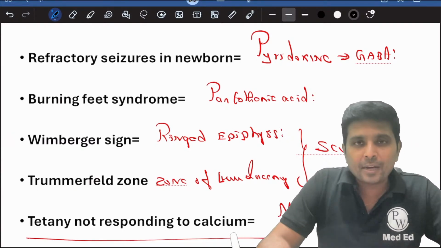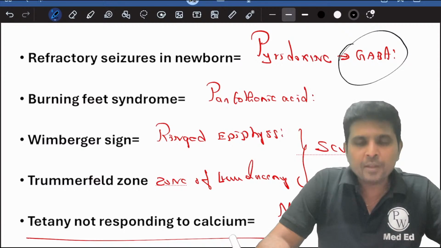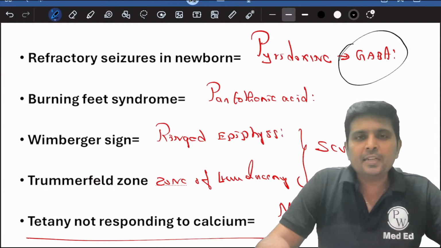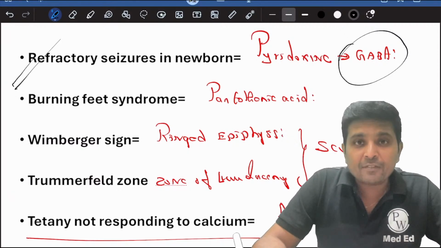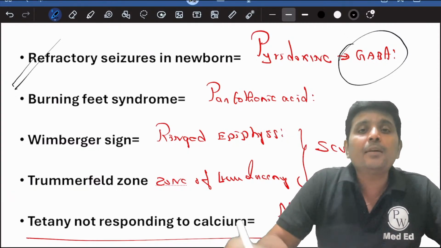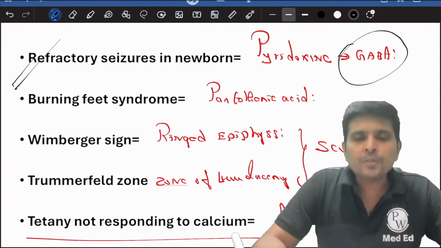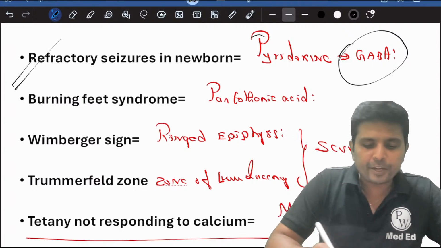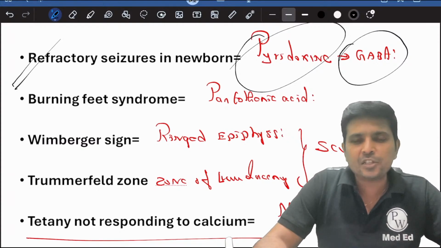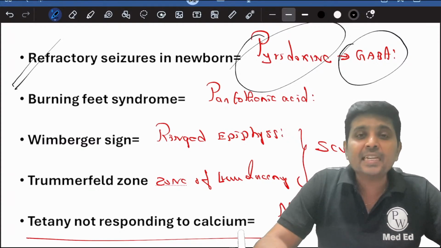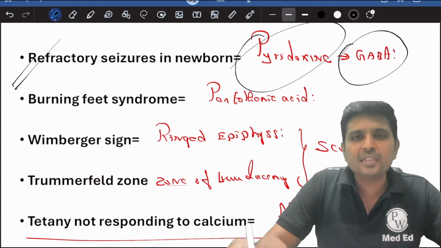You all know that GABA is a neuroinhibitory transmitter, whereas aspartate is neuroexcitatory. Whenever your neuroinhibitory transmitter such as GABA is low, the excitation will become more, as a result of which you will get seizures in the newborn. This refractory seizure in newborn can also be manifested as increased fetal movements when the child is inside the uterus. GABA is dependent on pyridoxine. So one manifestation of pyridoxine deficiency is refractory seizures in newborn. The clue is increased intrauterine movements in fetal life.